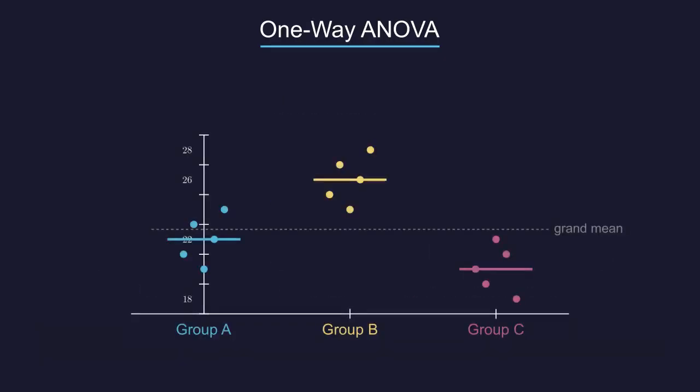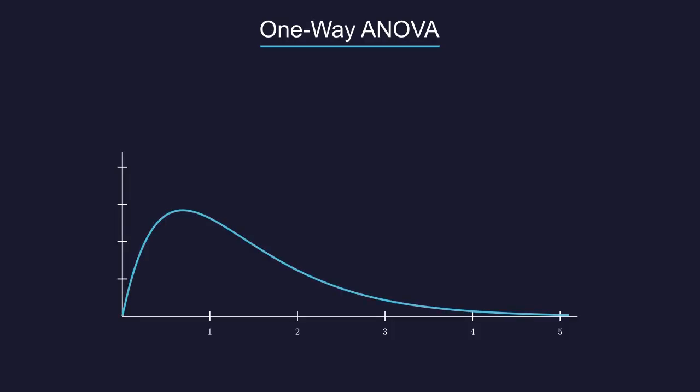ANOVA partitions total squared deviation from the grand mean into between group and within group components. Divide each sum by its degrees of freedom to get mean squares. F is between group mean square divided by within group mean square. Under equal means, independent normal errors, and a common variance, F follows an F distribution with k minus 1 numerator and n minus k denominator degrees of freedom.